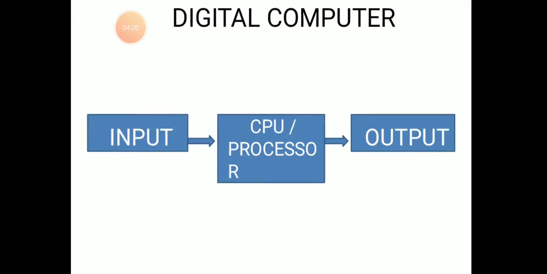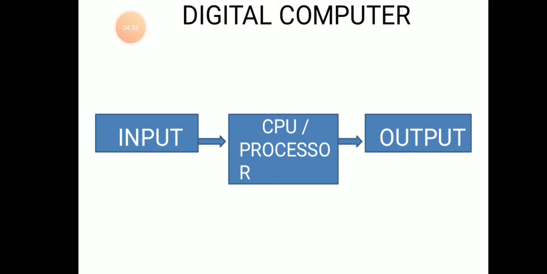Next we'll move on to the basic functional block diagram of a digital computer. It consists of input and output. In between input and output is the CPU or processor, that is the central processing unit.